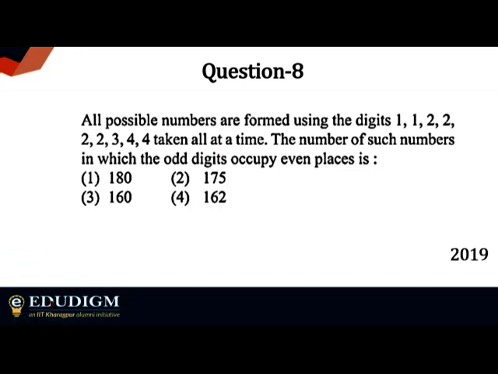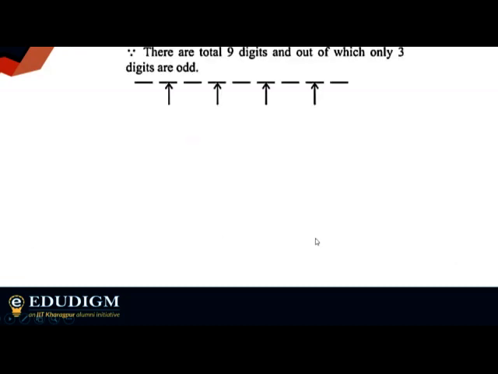But there's one thing, as I have already told you, taken all at a time, very important. So we basically have 9 digits. So what are the even positions? As you can see, this is actually just pointed out by arrows.